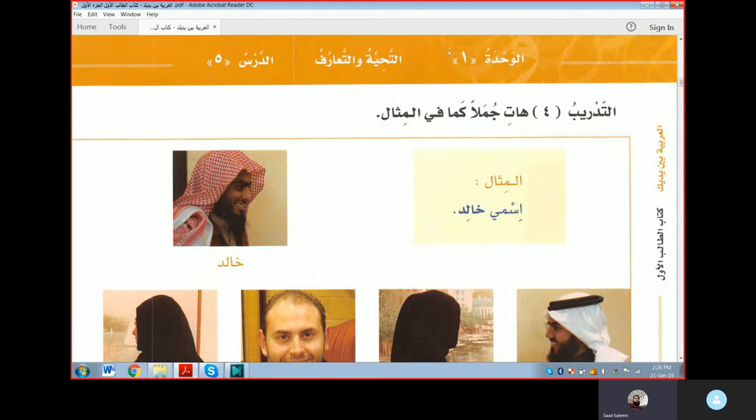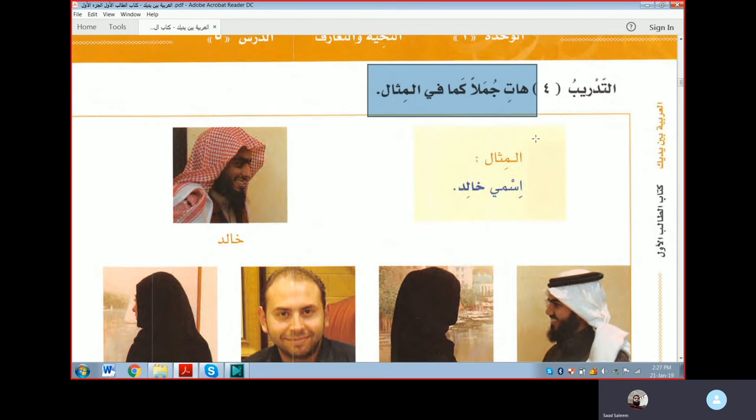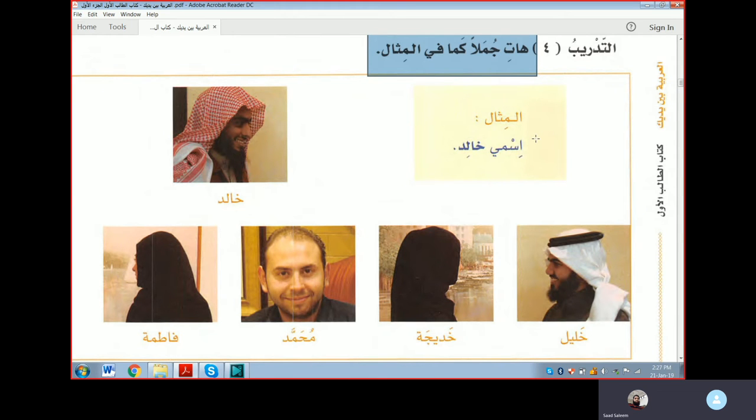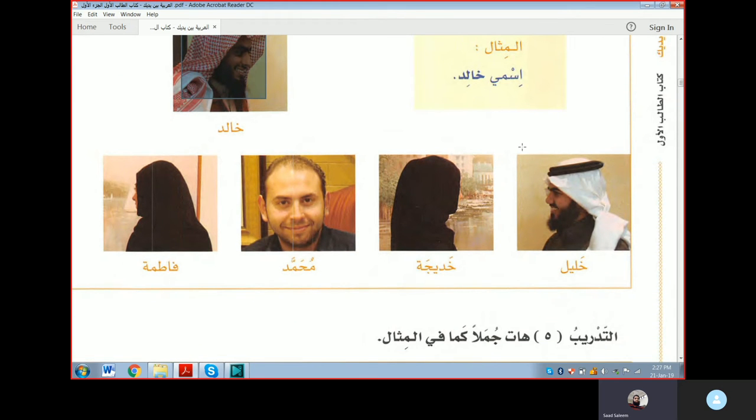Then we have the fourth exercise. هاتي جملة كما في المثال. Bring sentences like in the exercise. So in the example we have Ismi Khalid. This man is saying Ismi Khalid, my name is Khalid. So what will this man say? Ismi Khalil, Ismi Khadijatun, Ismi Muhammad, Ismi Fatima.